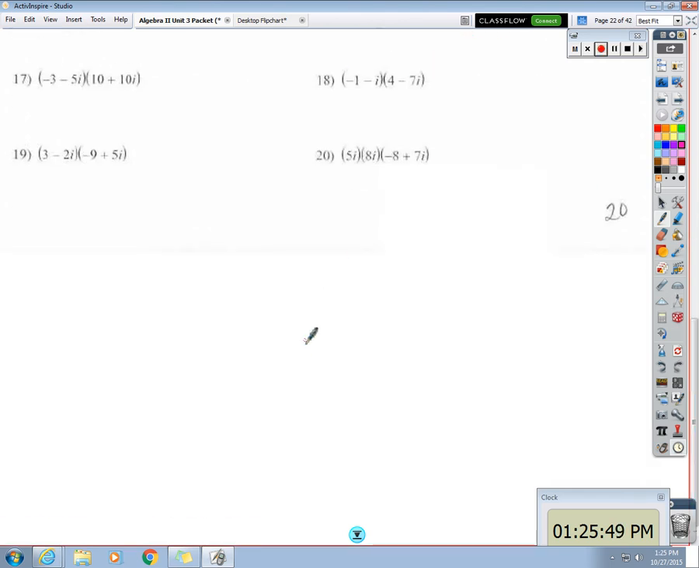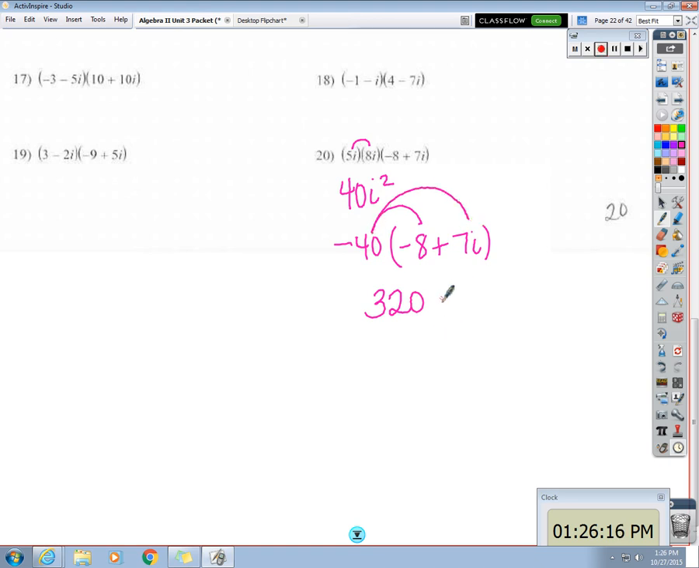All right, number 20. Pay attention. The first thing I would do is multiply these first two. 5i times 8i is 40i squared. Well, what will 40i squared become? A negative 40. And then you have to bring down the remaining part and distribute to it. Negative 40 times negative 8 is positive 320, and negative 40 times 7i is negative 280i.